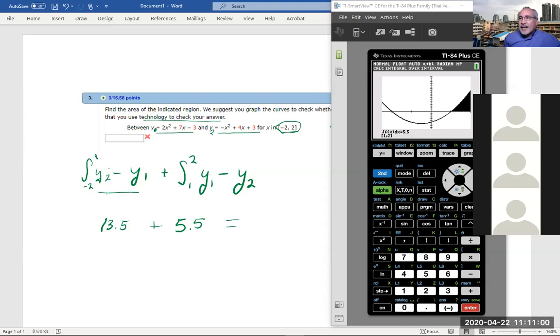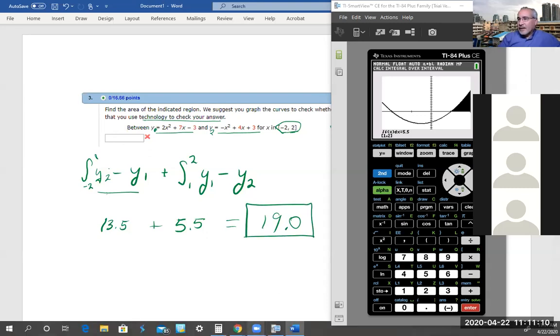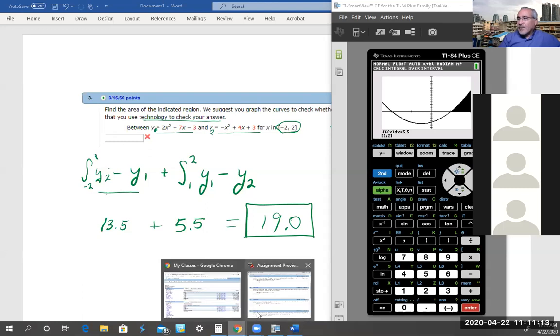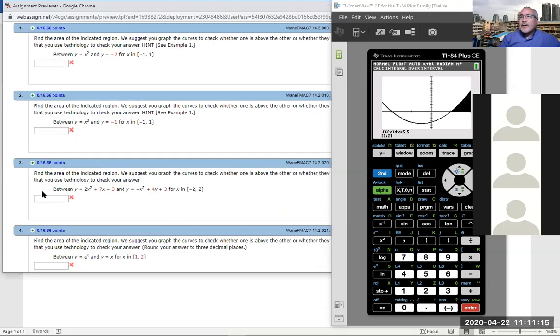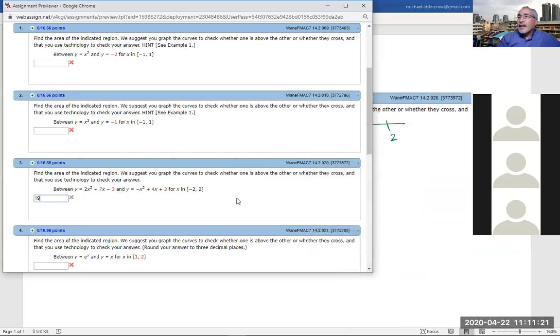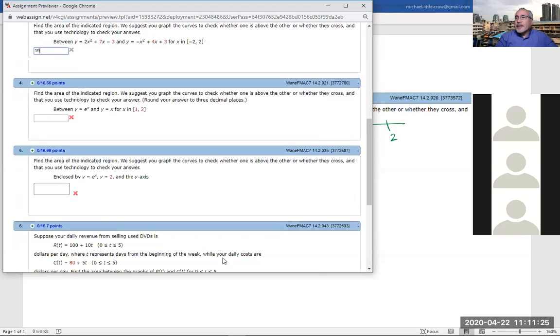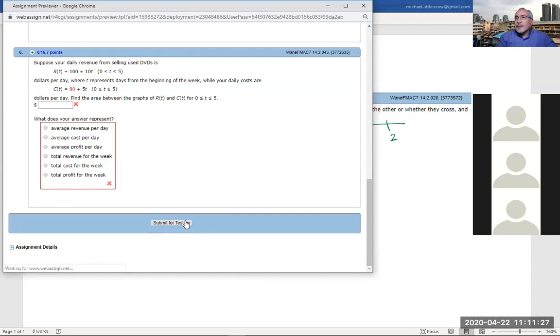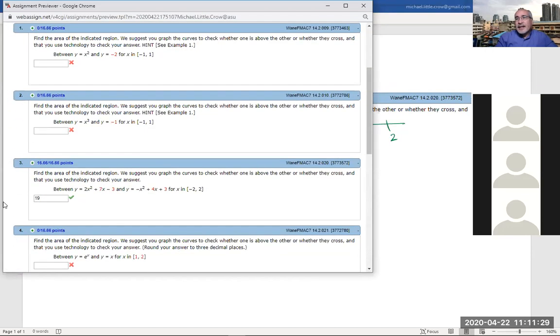So what we do is we just add these. 5.5 is, that's a 0, carry the 1, that's 18 plus 1 is 19. And I think I still have it here. That was number 3, right? Yeah, let's just check it. And again, since it is 19, it's 19.0, we're good. Let's just submit it. And yeah, it's correct.